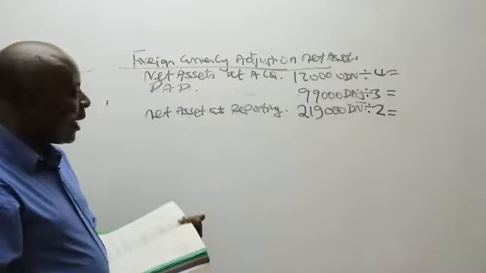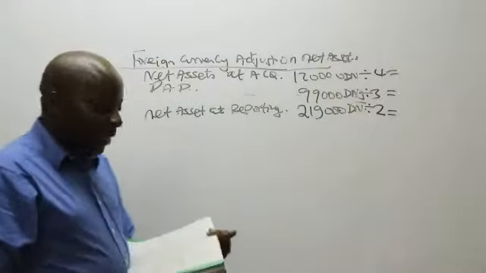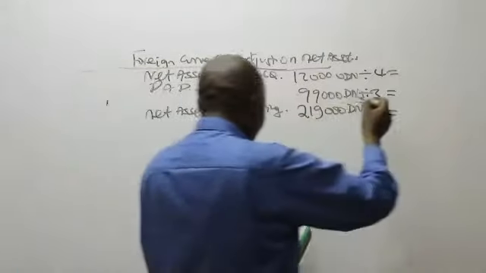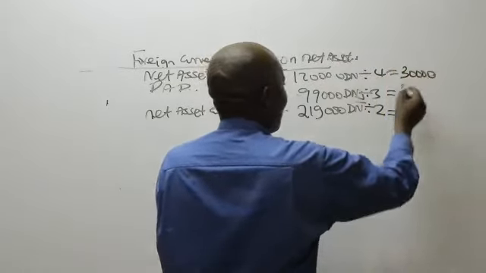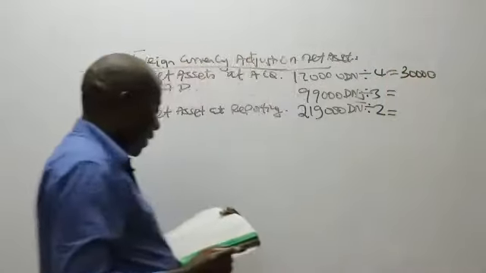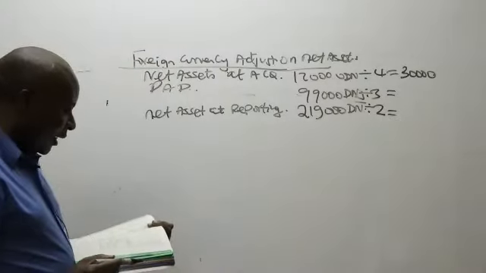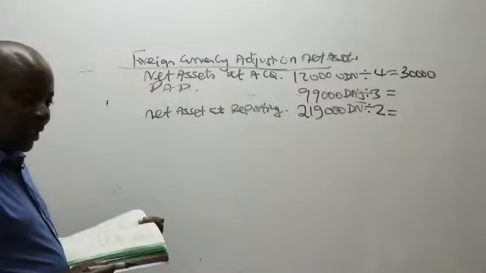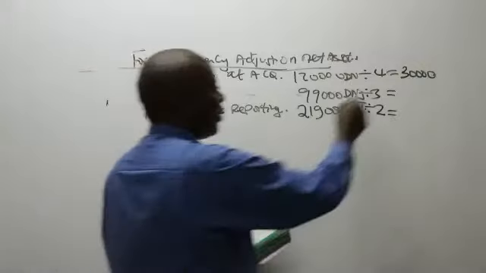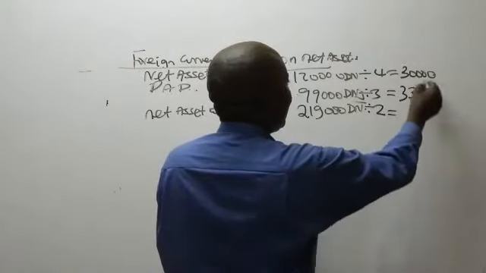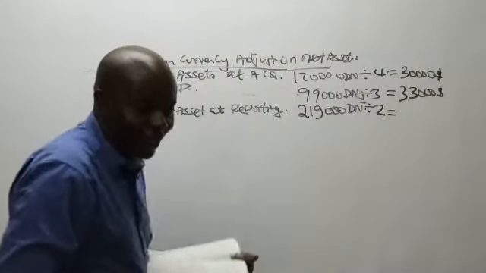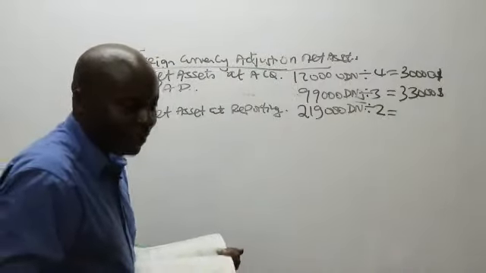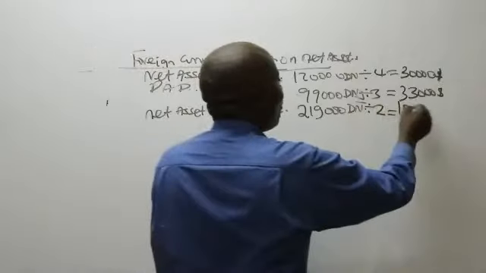Wananiambia ya kwanza ni ngapi? Ya kwanza wananiambia ni 30,000. Ya pili je ni ngapi? 33,000. Thank you very much. Kumbuka sasa ni madola. Dollar C. Ya mwisho je inakuja 109,500. Thank you very much.